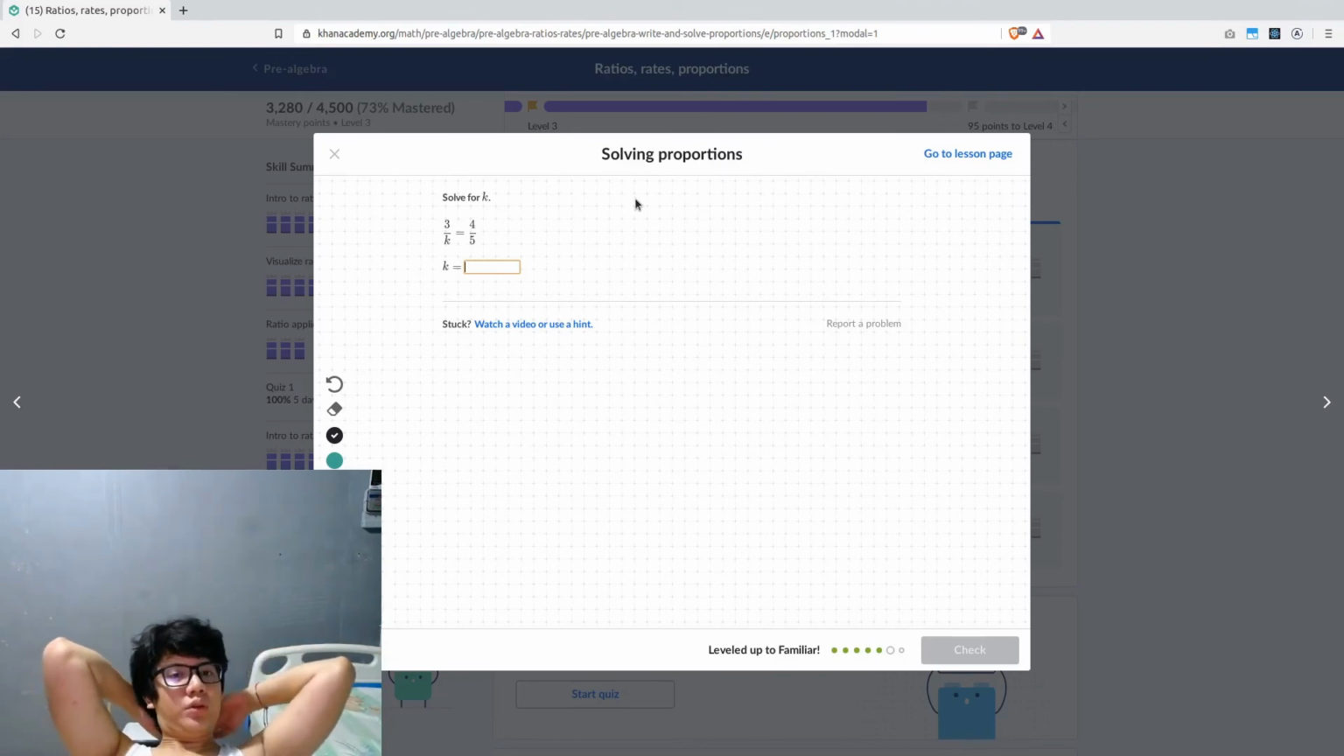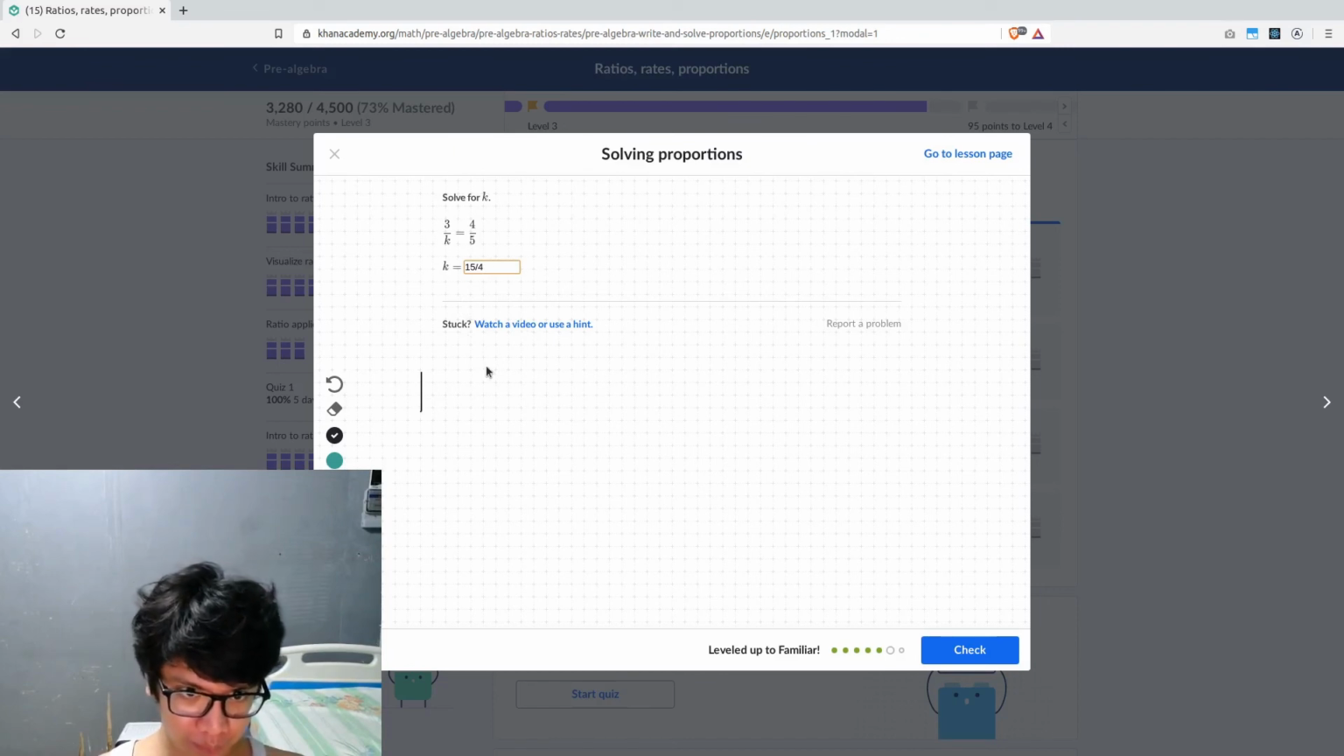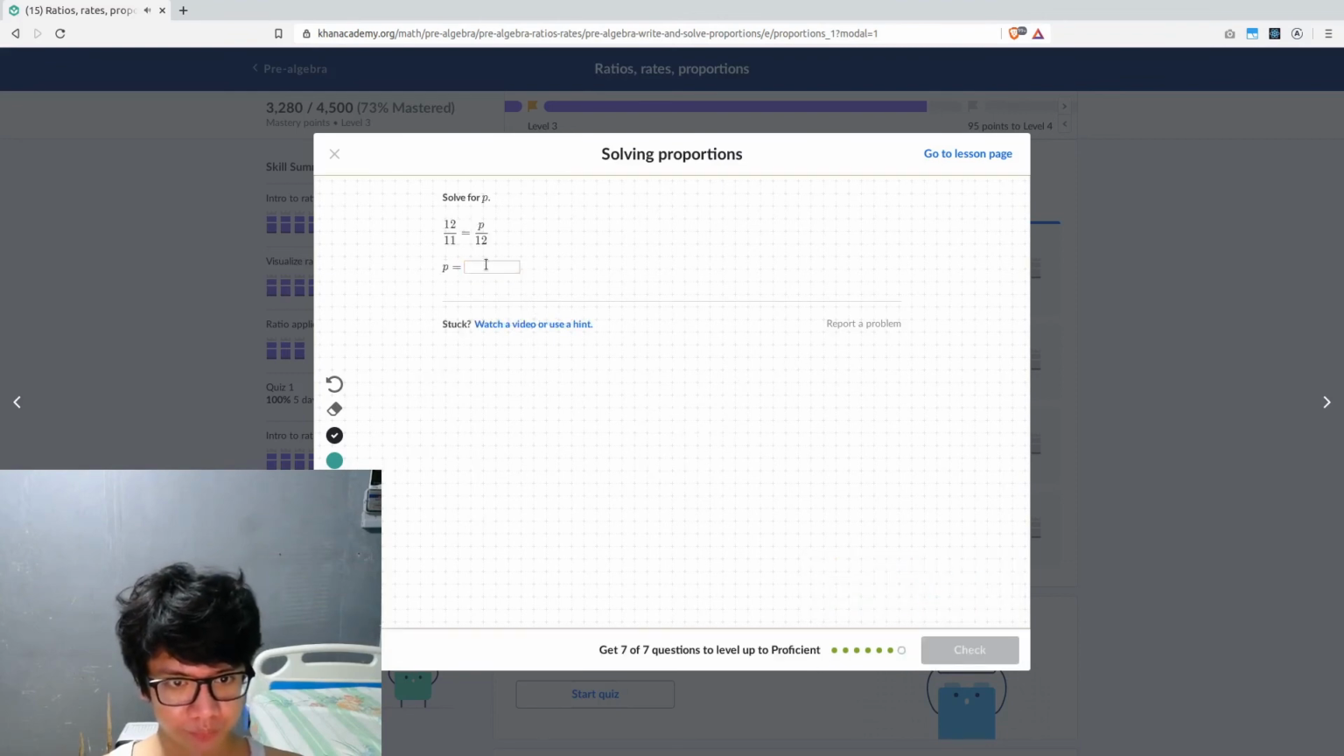So this is going to be like 15 divided by 4. But let's check if that's actually true. So 15 equals 4k by 4.